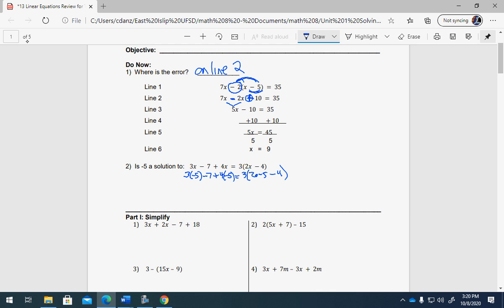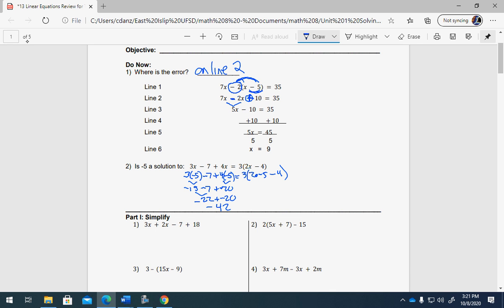I like to do one side of a check at a time, so I'm going to work over here. -15 minus 7 plus a -20. -15 minus 7, that's -22. And we have to add on a -20. That would give me a -42. So if the other side is a -42, then it is a solution.